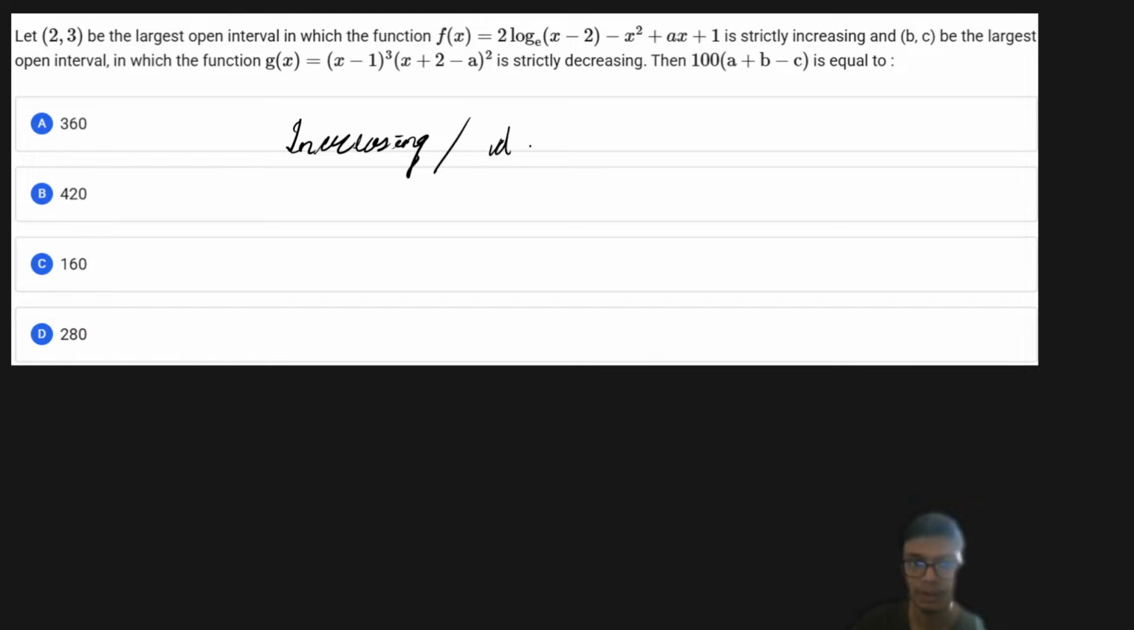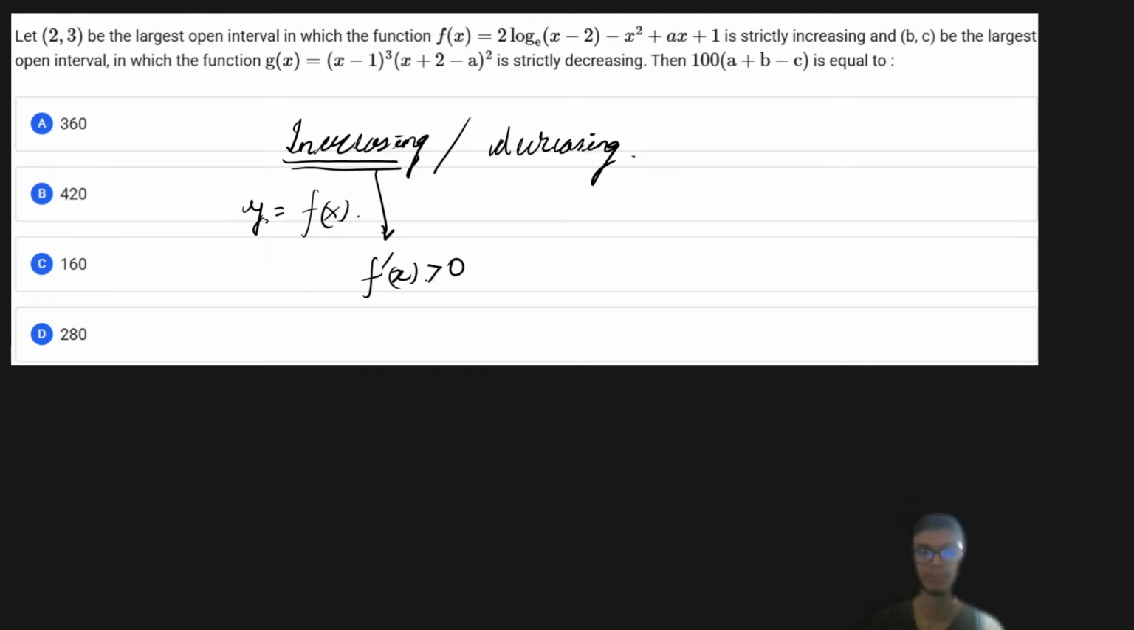Okay, increasing or decreasing. Whenever you have an increasing function, for example, let y is equal to f of x be the given function, and you need to discuss the increasing or decreasing interval. For an increasing interval, you will have f dash of x greater than 0, and if it is strictly increasing, then it has to be greater than 0.